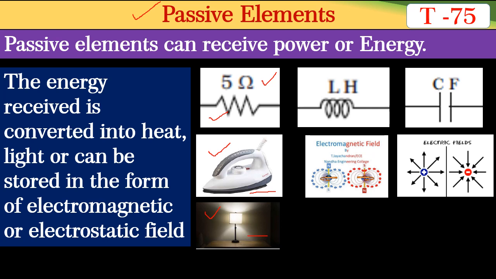Friends, here are another two very important circuit elements. One is called inductance. It stores the energy received by it in the form of an electromagnetic field. Another element is a capacitance. It stores the energy received by it in the form of an electrostatic field. But in this tutorial, we shall take up only resistance, and the inductance and the capacitance we shall study in detail in the subsequent tutorials.